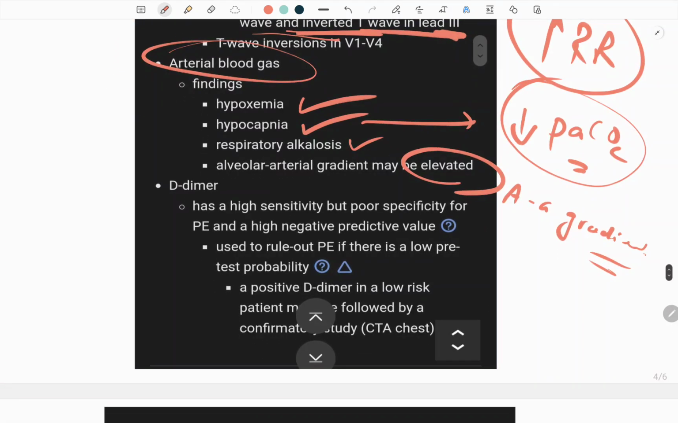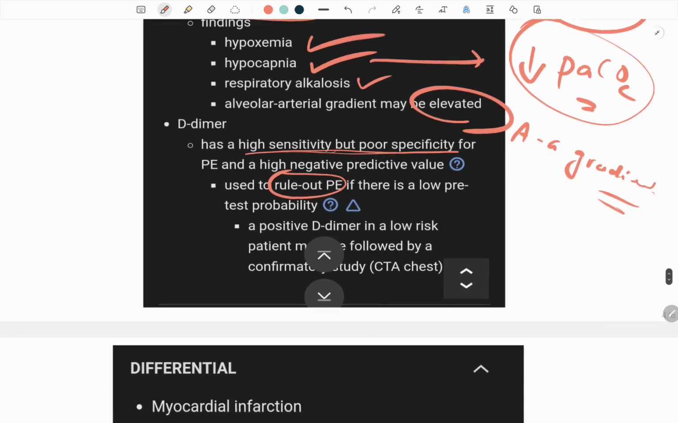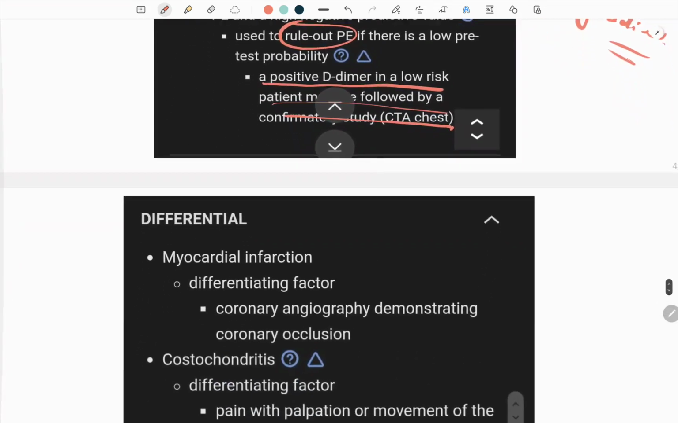Let's talk about D-dimer. It has high sensitivity but poor specificity for pulmonary embolism, and a high negative predictive value. So we only use it to rule out pulmonary embolism. If D-dimer is not high, the chance of pulmonary embolism is low. If D-dimer is high, we cannot assume that pulmonary embolism is diagnosed. So if there is a low pre-test probability, a positive D-dimer in a low risk patient is usually followed by a confirmatory study.